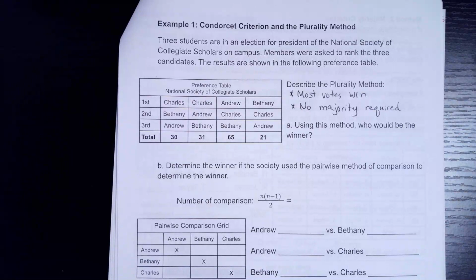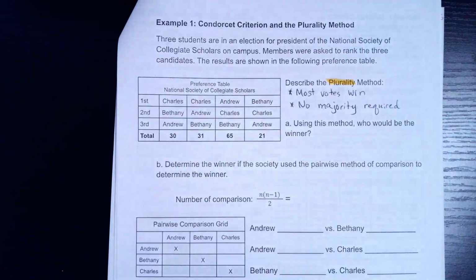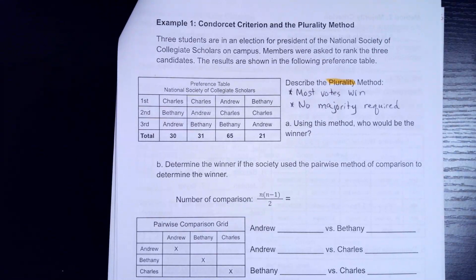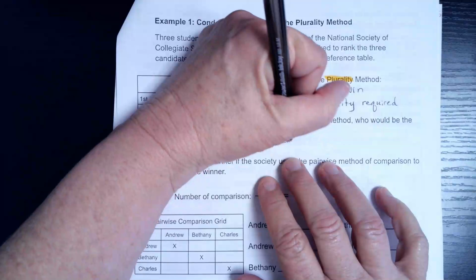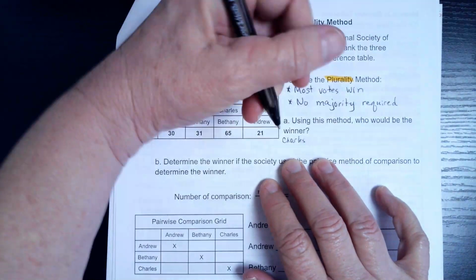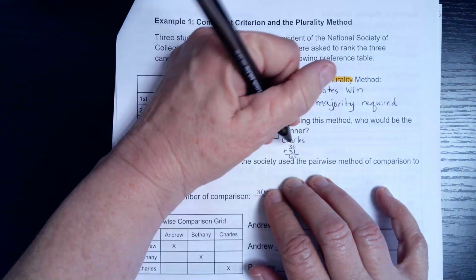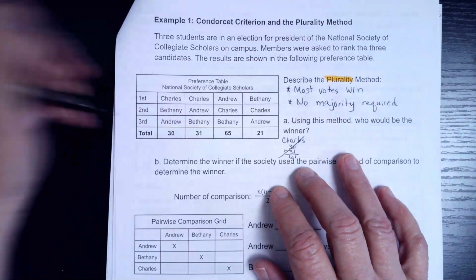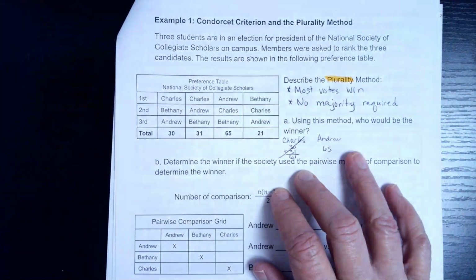Okay? So, using the plurality method, you might even want to highlight the plurality right there. Who would be our winner? Andrew. Oh, okay, because how do you know? Because Charles is out of that 61. Charles has 30 plus 31. He only adds up to 61. He's not it. Who else we got? Andrew, 65. Bethany, 21.